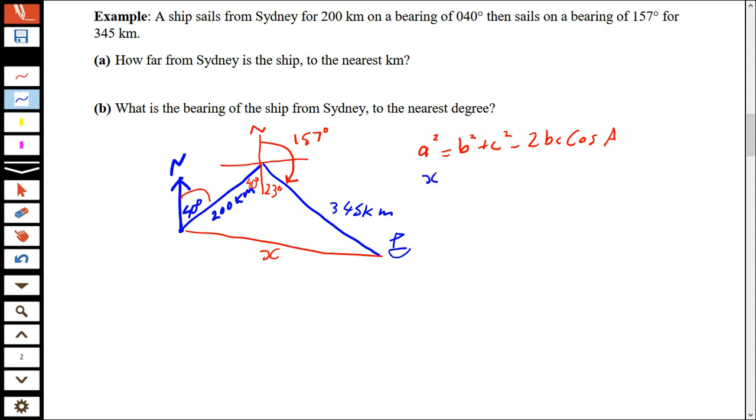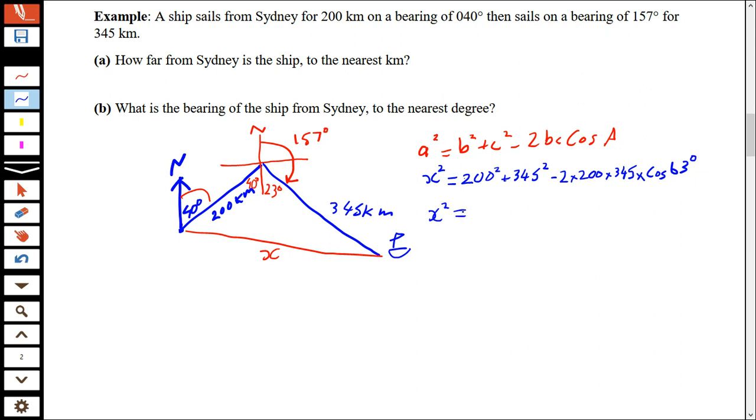Unknown side is x. So x squared is equal to 200 squared plus 345 squared minus 2 times 200 times 345 times cos A, which is 63 degrees. There we go. Now we're going to put that whole thing into our calculator.